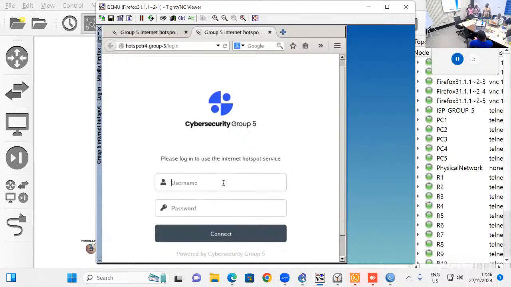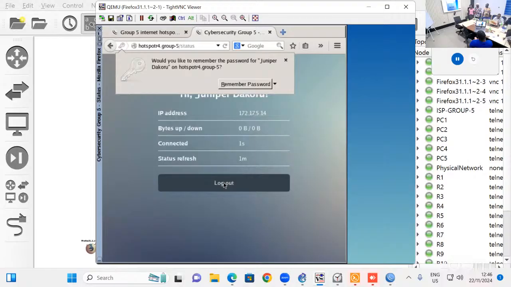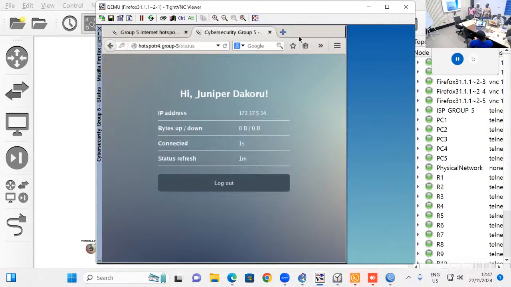Okay, so give me a login, let me log in. You can use Juniper.Koru as the username, with the initial capital. Capital Juniper, then a dot, then Dakoru, D-A-K-O-R-U. Use a capital D, sorry. And then the password is Juniper, capital J, then small letters. Okay, that's good. It's working. Okay, hotspot is working.